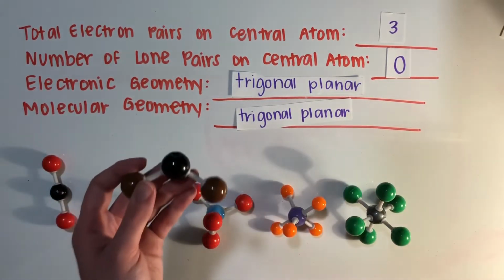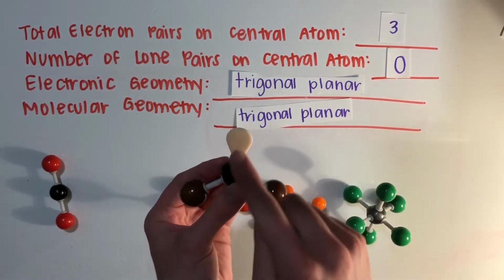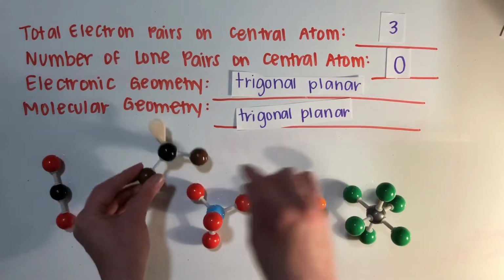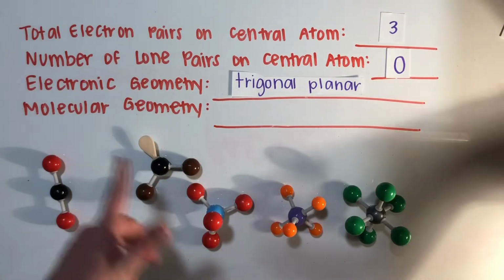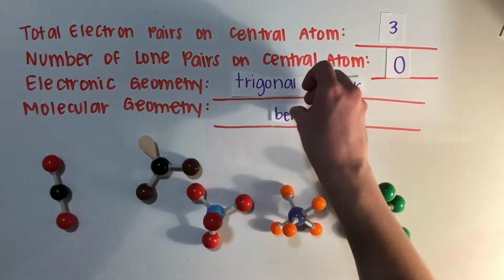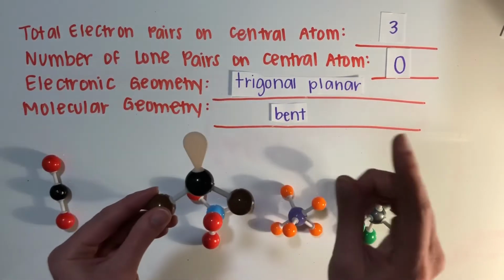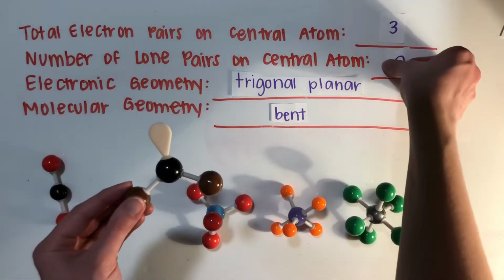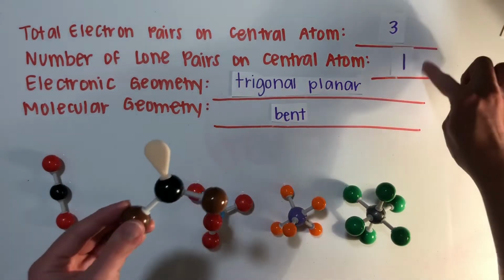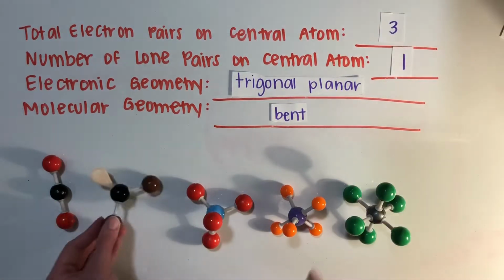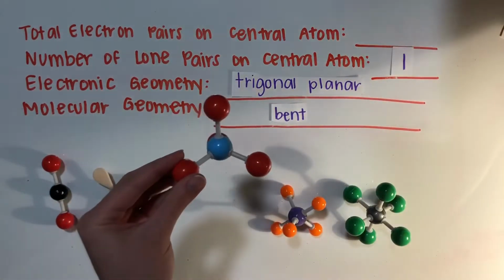If we replace one of these outside atoms with a lone pair, we see how the electrons from this lone pair push onto the bonds and make the actual molecule look bent. So we keep our electronic geometry of trigonal planar because we still have 3 electron domains around this central atom. So we have the same electronic geometry, different molecular geometry, and that is because we added 1 lone pair to the central atom.